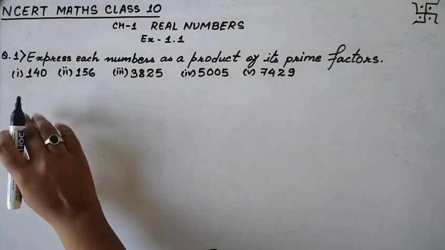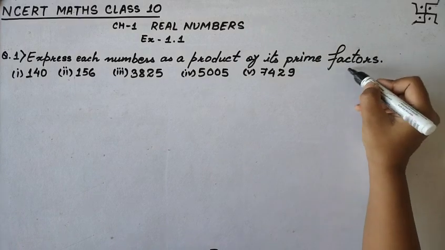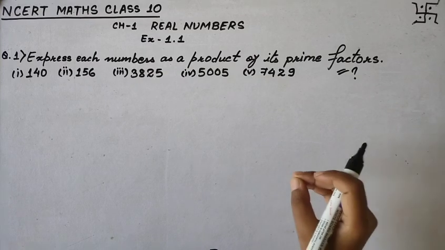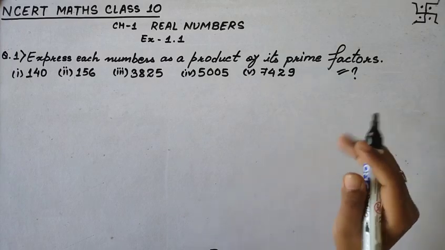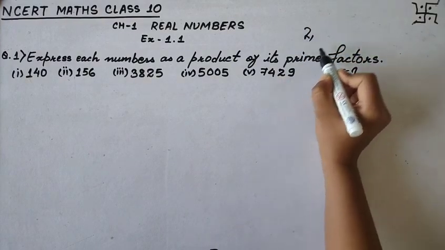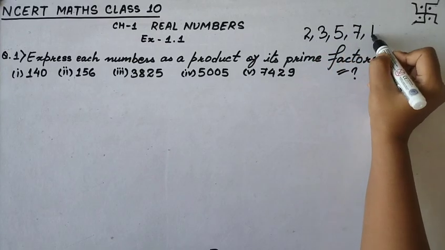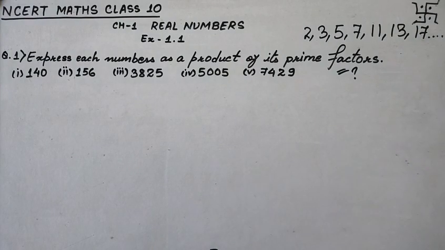Before moving on with these numbers, let me explain what prime factors are. So there are prime numbers and prime factors. What are prime numbers? Prime numbers are the numbers which are divisible by only two numbers, that is the number itself and 1. For example, 2, 3, 5, 7, 11, 13, 17 and so on. These are the numbers which are prime numbers.